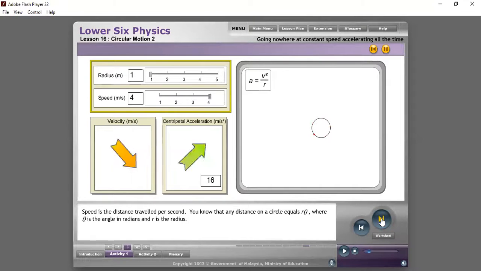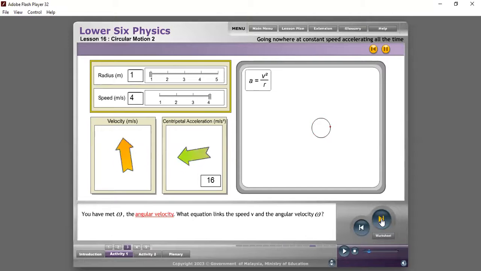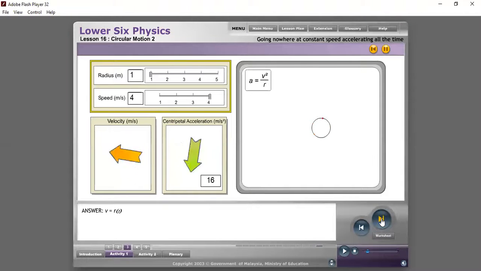Speed is the distance traveled per second. You know that any distance on a circle equals r theta, where theta is the angle in radians and r is the radius. You have met omega, the angular velocity. What equation links the speed v and the angular velocity omega? Answer: v equals r omega.